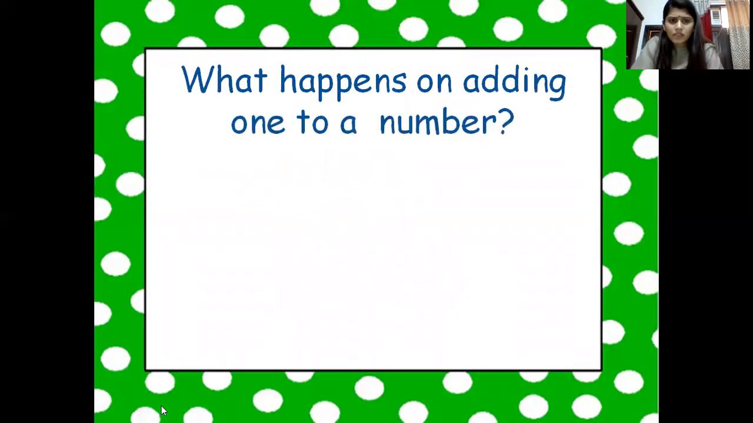Now next question is, what happens on adding 1 to a number? When we add 1 to a number, what will happen? See, 3 plus 1. So the answer is 4. What are we getting? We are getting the next number. What comes after 3? 4. When we add 1 to a number, we get the next number, the number which comes after that number.